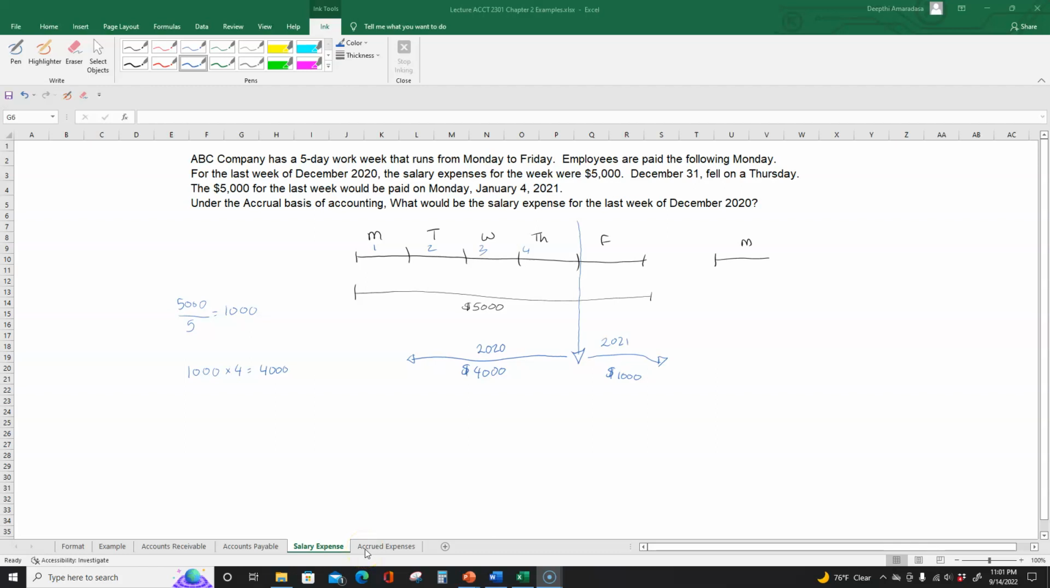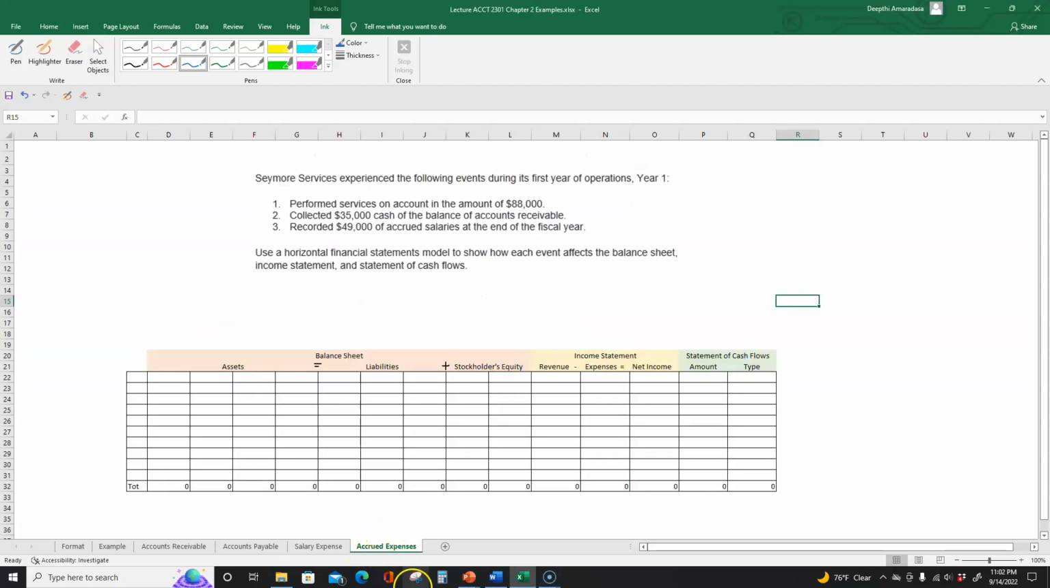Let's take a look at another example. It says, Seymour Services experienced the following events during its first year of operations, year 1. Who are we? We are Seymour Services, and this is our very first year of operations. So as we started, our assets, liabilities, equity, revenue, expenses, dividends, all the accounts had 0 balances. Then they gave us 3 transactions. We'll look at them in a minute.